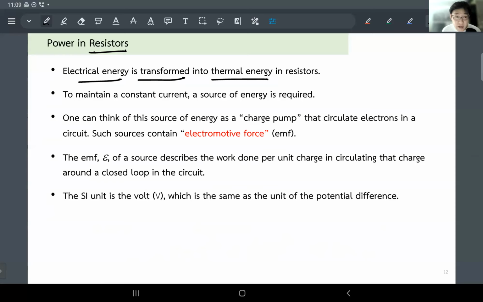And because of that, if you would like to maintain the current, because you want the current to flow, and once the current flows through some resistance you lose that energy, that means you must have some source of energy that keeps supplying energy to your system or to your circuits. Does that make sense? So you need a source of energy, okay? And that source of energy, we will call it the supply.